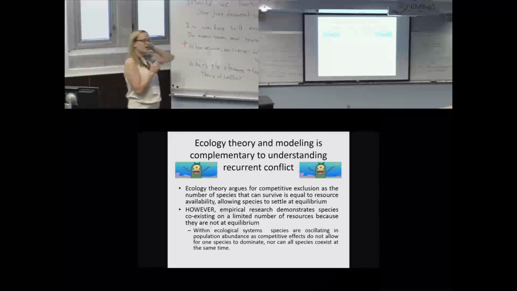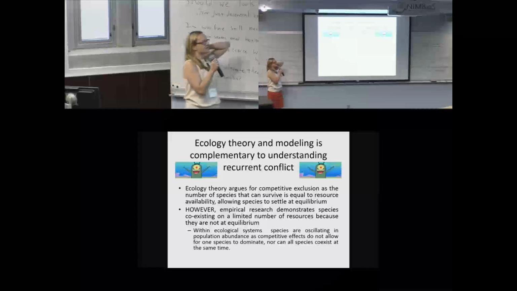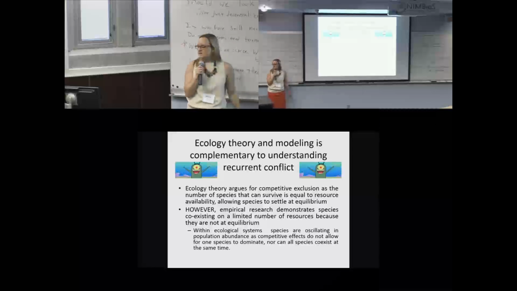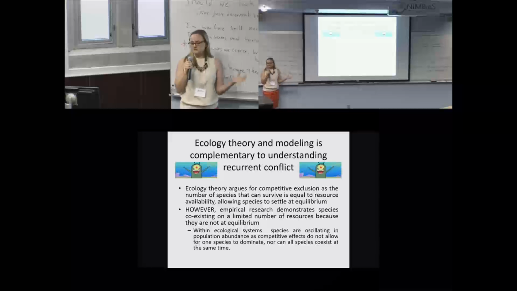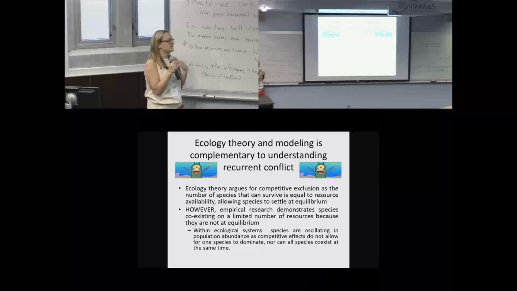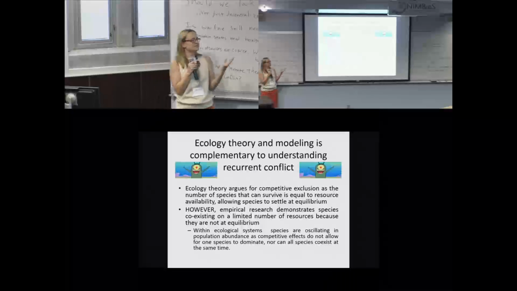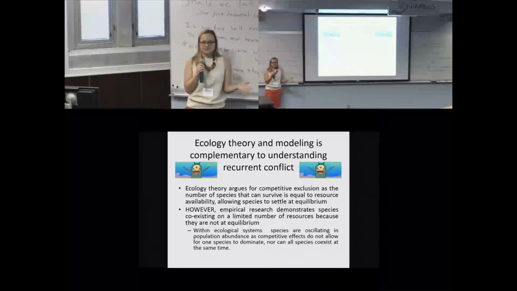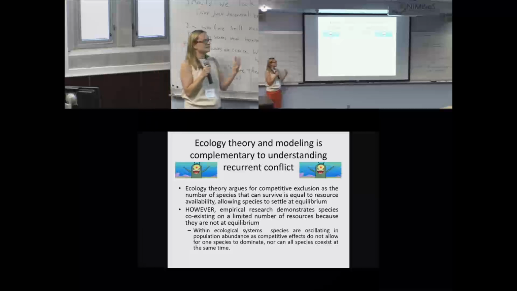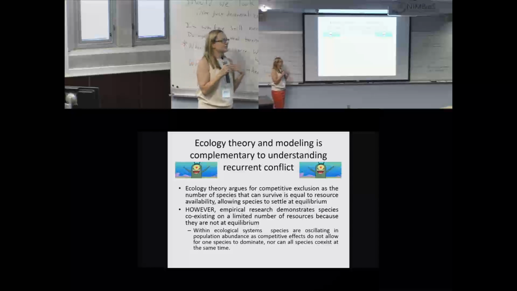My main influence within the biological sciences is ecology theory from a mathematical standpoint. It argues for competitive exclusion: the number of species that can survive is equal to the number of resources that are available, and this allows the species to settle at equilibrium. However, within empirical research, in different ecosystems, species can coexist on a limited number of resources because they are not at equilibrium, and that's what I'm arguing is going on in recurrent conflict.